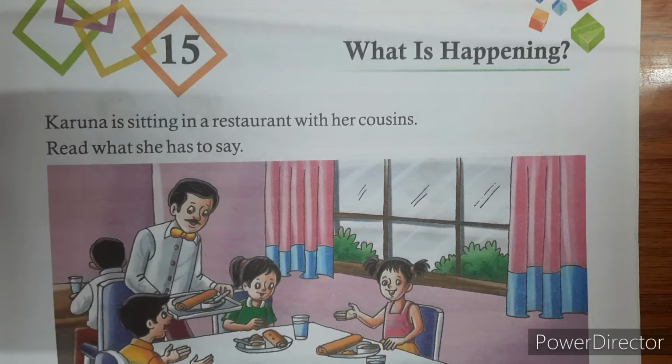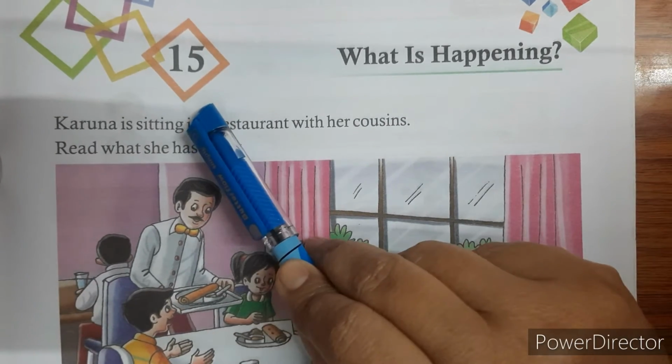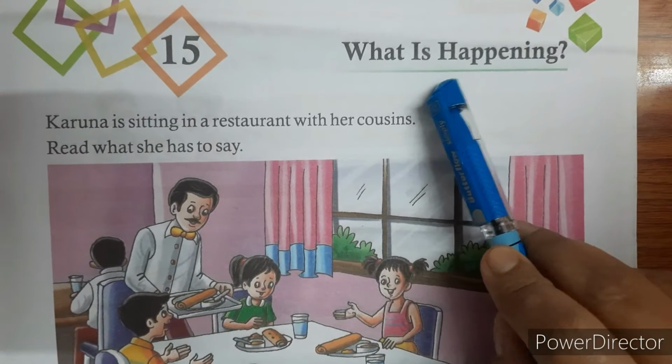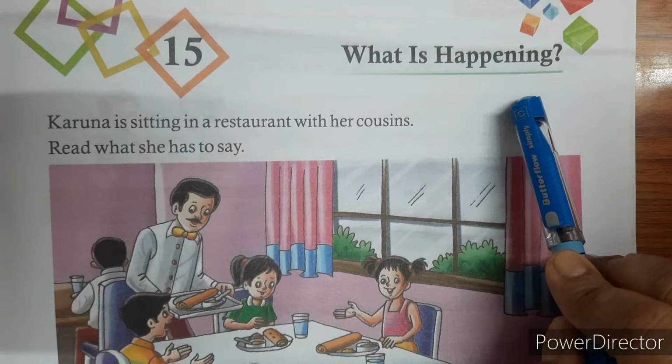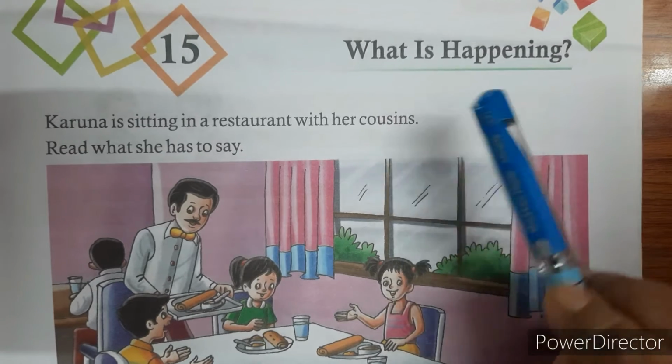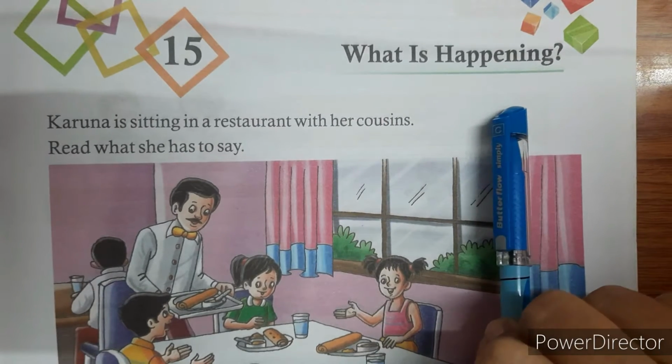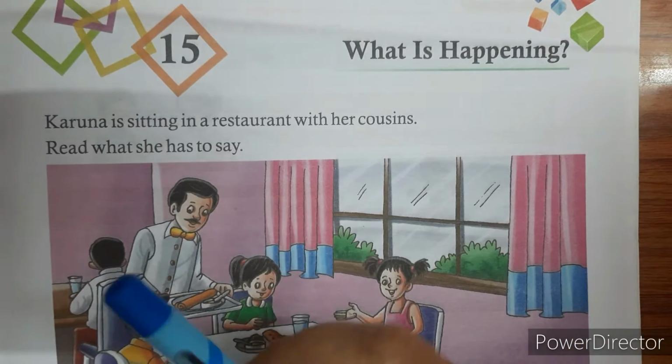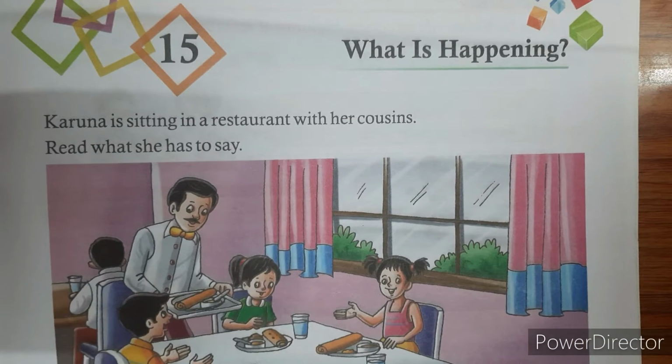Students, in lesson number 14, we learned the use of the verbs has, have and had in sentences. Today, in lesson number 15, we will learn what is happening. That is, the use of verbs in sentences when an action is happening. So open page number 51 and let's begin.